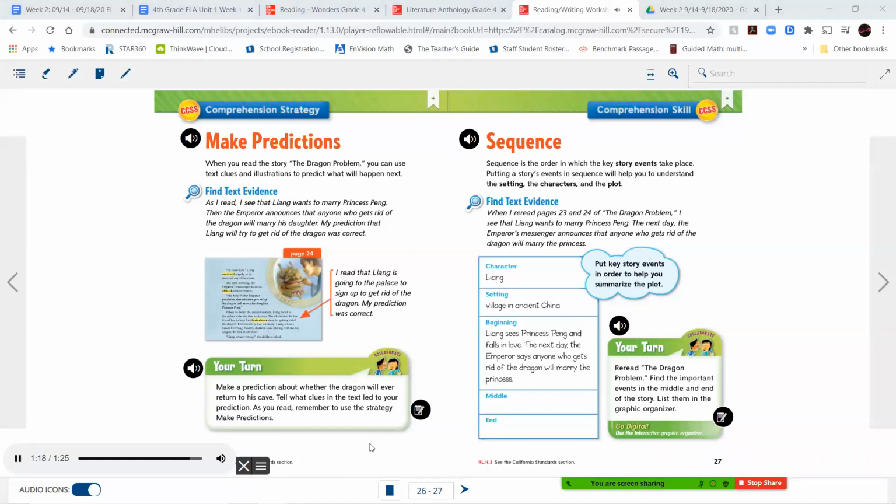"I read that Liang is going to the palace to sign up to get rid of the dragon." My prediction was correct.